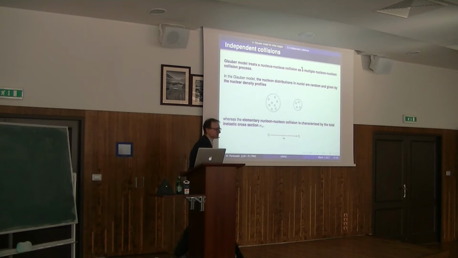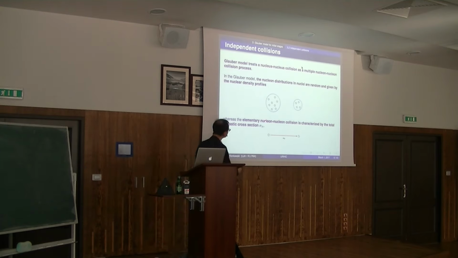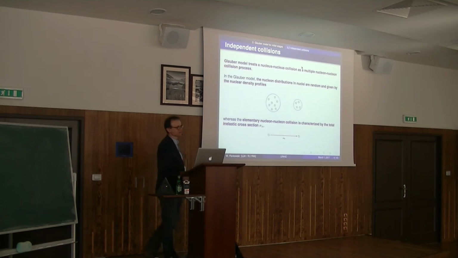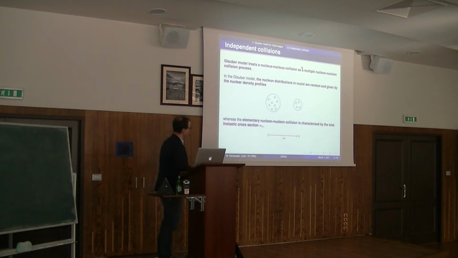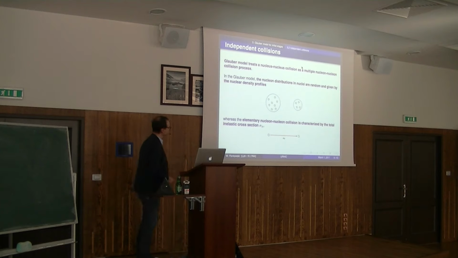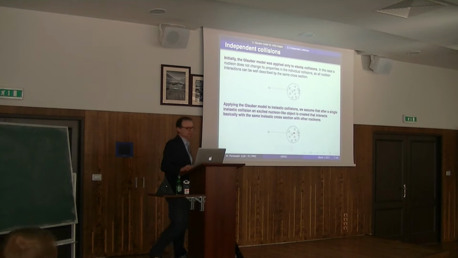Okay, the Glauber model really treats the nucleus collision as a multiple nucleon-nucleon collision process. Yeah? So you have two nuclei. Nucleons are moving inside. For large nuclei, they are distributed according to the Woods-Saxon distribution. And then you have a nucleon which collides with other nucleons. And each elementary nucleon collision is characterized by the inelastic cross-section.